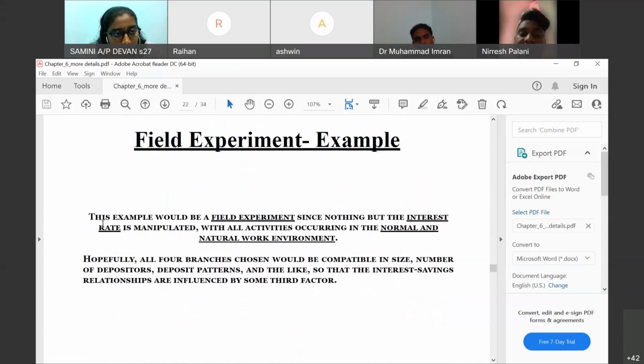Read this one. The conclusion. This example will be a field experiment, since nothing but the interest rate is manipulated, with all activity occurring in the normal and the natural environment. Hopefully, all four branches chosen will be compatible in size, number of depositors, deposit patterns, and the like, so that the interest-savings relationship is not influenced by some third factor.